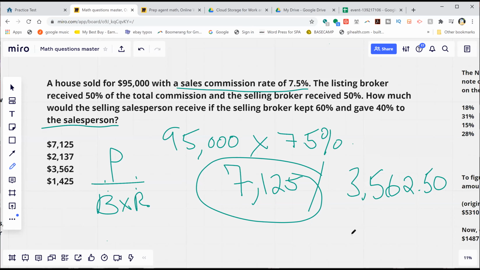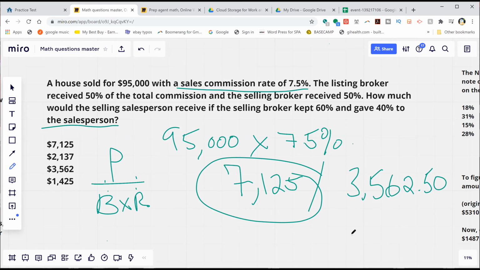Now, here's the thing. They use two different terminologies here. They use the terminology of broker and they use the terminology of salesperson. When they're talking about broker, they're probably talking about the brokerage level. When they talk about a salesperson and differentiate the two in the question, they're typically referring to a salesperson within that brokerage. So how I read this question is that the listing brokerage is going to receive 50%, and then the selling or buyer's brokerage is going to receive 50%.